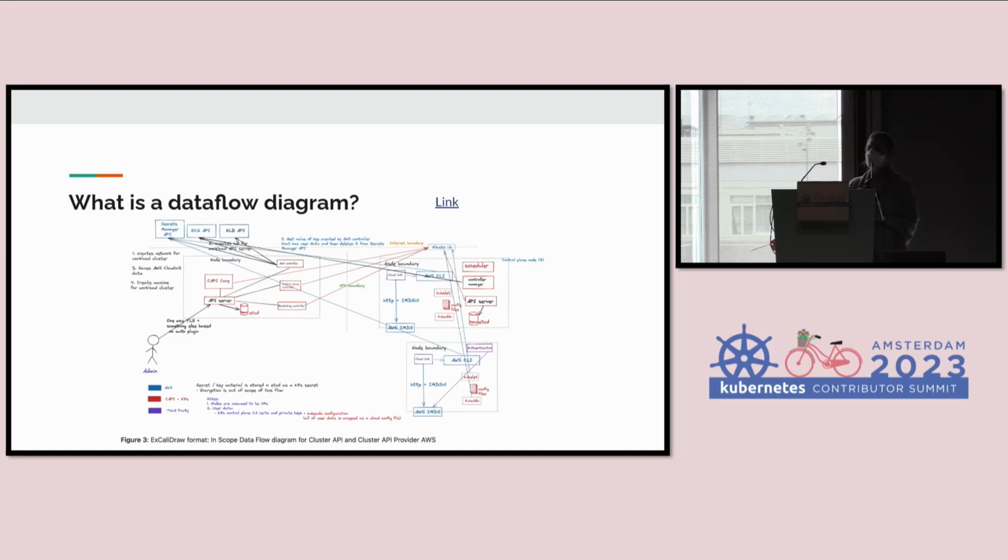All right, so what is a data flow diagram? Well, it's a picture, as you can see here, and Nadir knows this picture very well because this is a picture of, I think it's the bring up workflow for CAPI, something like that.